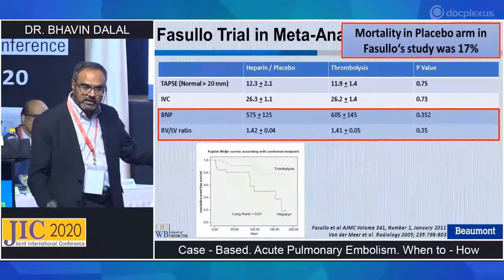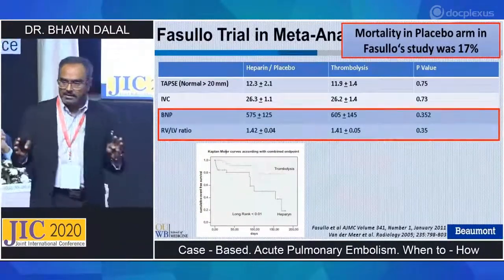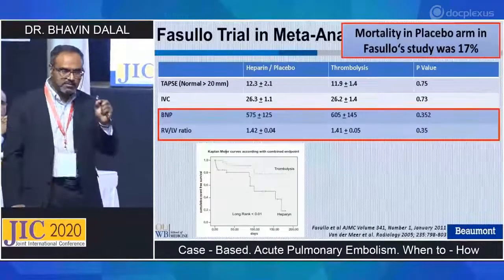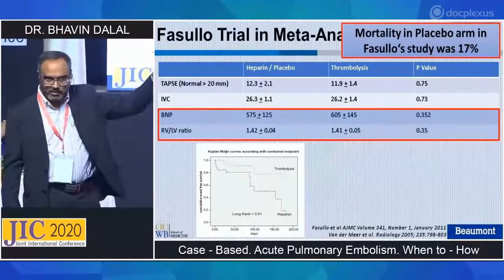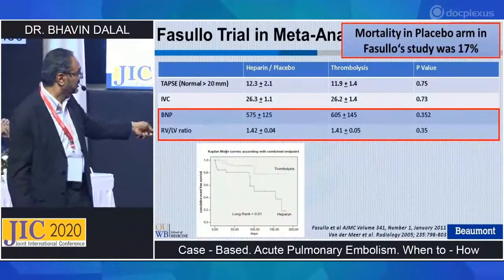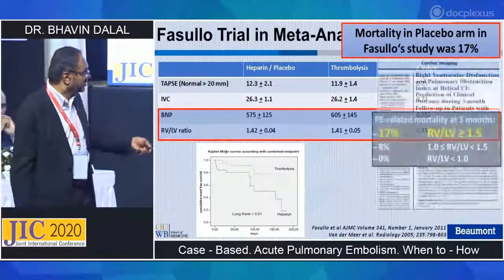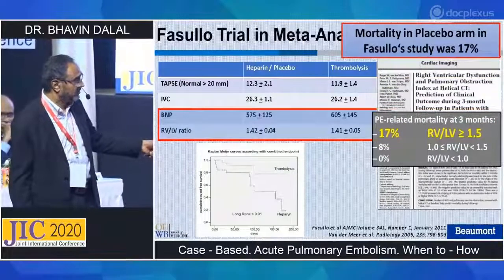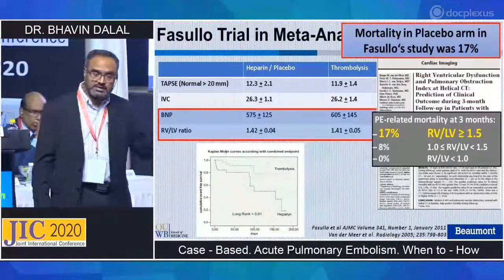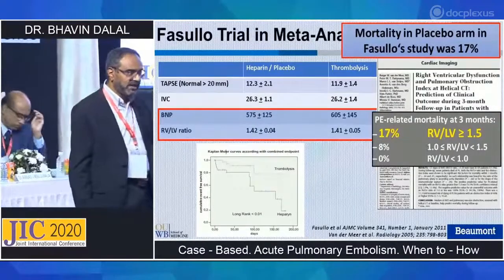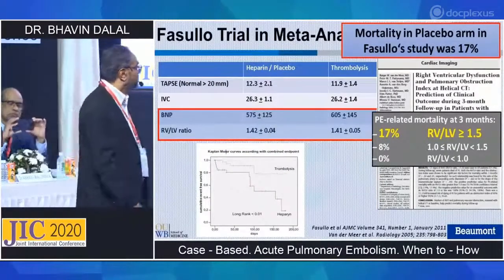The point I'm trying to make here is that intermediate risk PE is a very broad category. We need to identify a subgroup of people in intermediate risk PE who are at very high risk of dying. If the mortality is going to reach 15 to 17%, those people might get the mortality benefit. This was another study, just a radiological study, and it found that when RV to LV ratio was more than 1.5, mortality was 17%. So I think we need to find the very, very high risk people for death rather than just labeling them as intermediate risk PE.